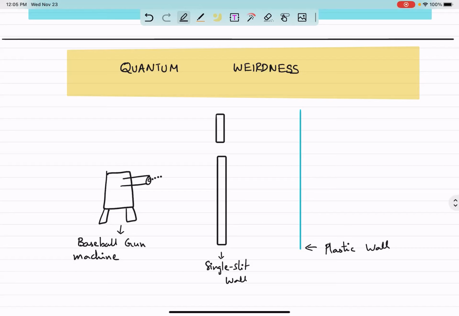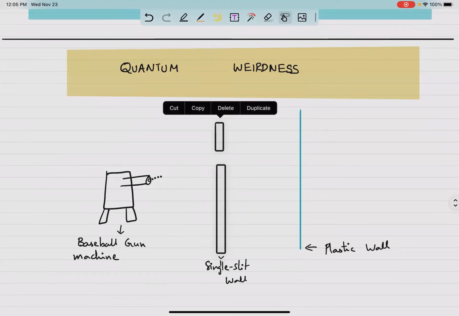Imagine we're in our CS lecture together. There is a wall behind, a brick wall, so the balls can only go through the hole. But when they hit the wall, they leave a dent, the plastic wall, right?